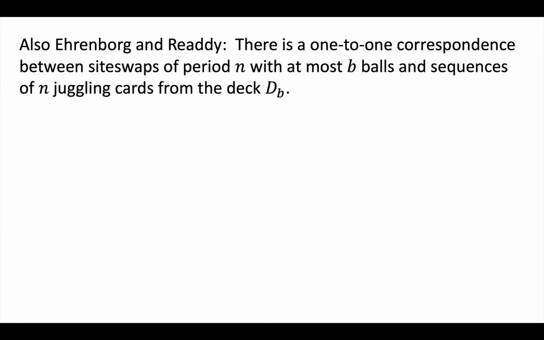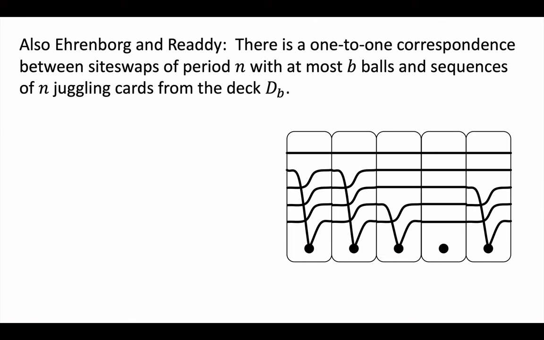Ehrenborg and Readdy also established the fact that there's a 1-to-1 correspondence between siteswaps of period n with b or fewer balls and sequences of n juggling cards from the deck D sub b. By a 1-to-1 correspondence, it means we can pair up siteswaps with sequences of juggling cards one at a time. Here I have a sequence of 5 juggling cards from the deck D sub 5. So n is equal to 5 because there are 5 cards. b is equal to 5 because there are 5 paths moving across here.